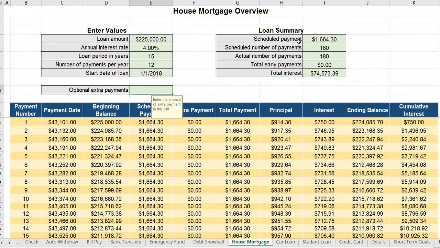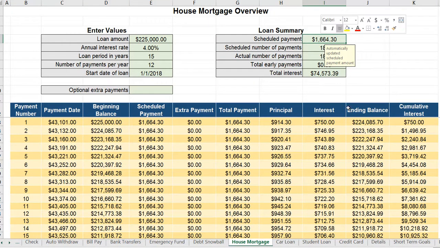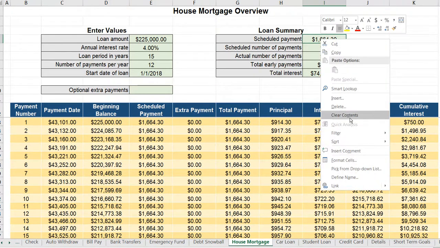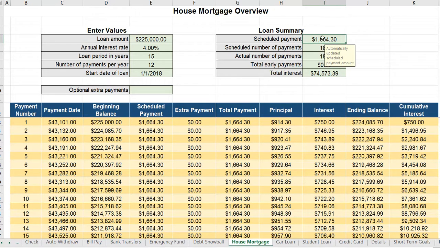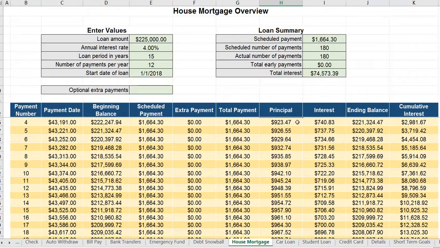This just shows you what your potential payment will be, and then also what your total interest will be over the life of the loan. And that's one of the most important things to see. It also shows you what your principal payment will be each month and your interest, and you can see how the principal goes up and the interest goes down.